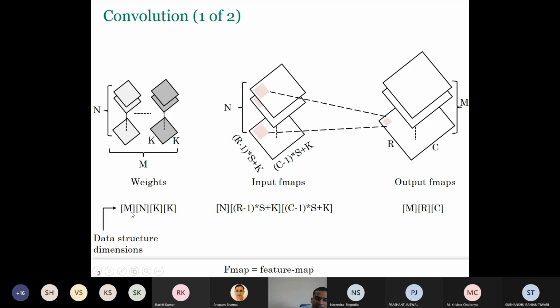The dimensions of the weight are m into n into k into k. Each kernel, each weight filter, is k into k, and we have m into n of such kernels. Similarly, we have many input features, and the dimensions are mentioned here, where s is the stride. Usually it is 1. By doing the convolution, we get an output feature map of this dimension.